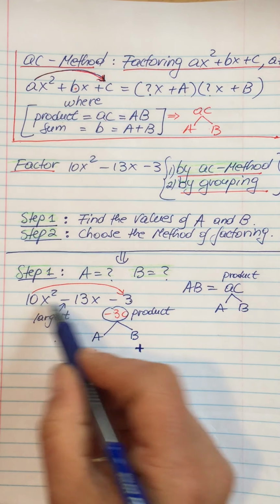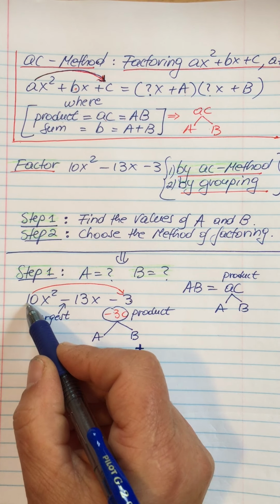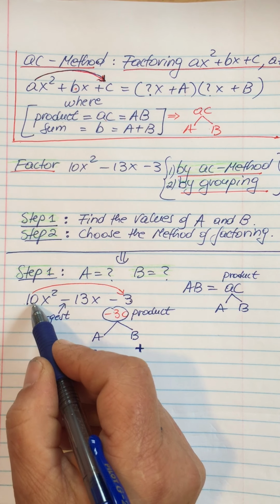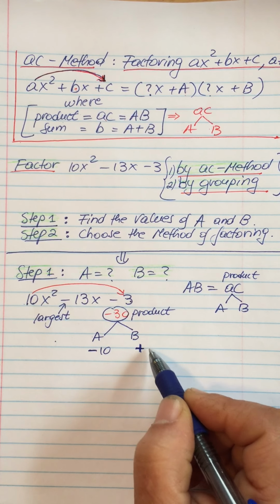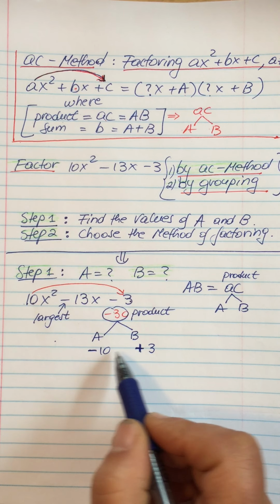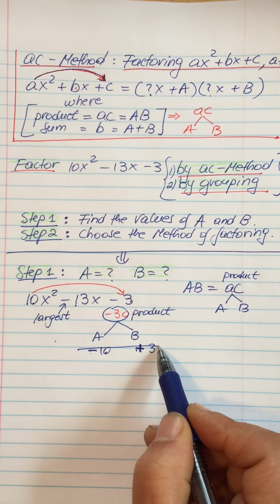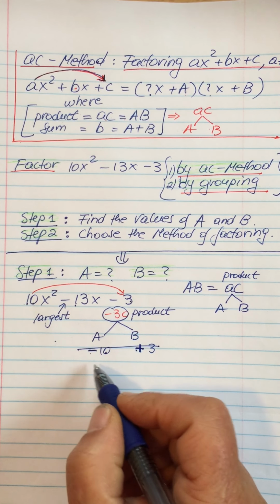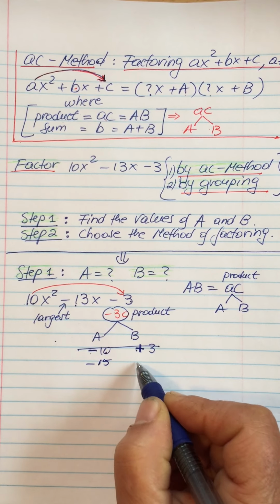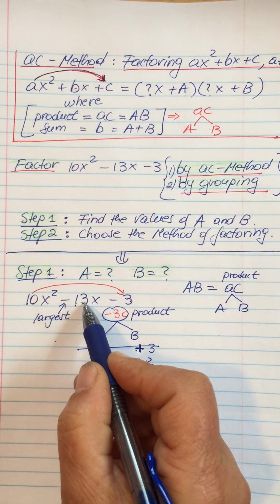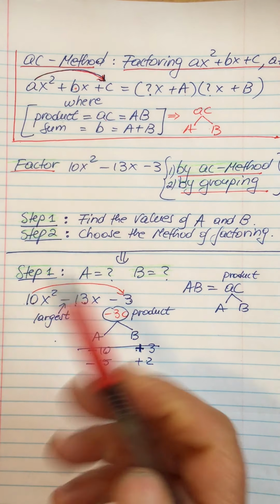Now, we said that maybe the numbers that we see in the trinomial are our numbers. So maybe it's 10 and 3, but they don't work. Negative 10 and positive 3 is negative 7, not negative 13, so they don't work. So we have two other numbers. 13 is 15 also, minus 2. And this works. 15 minus 2 is 13. So our job is done.